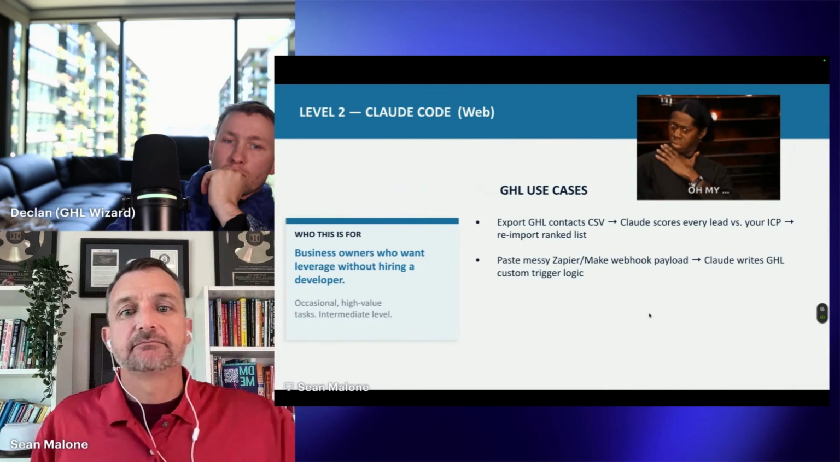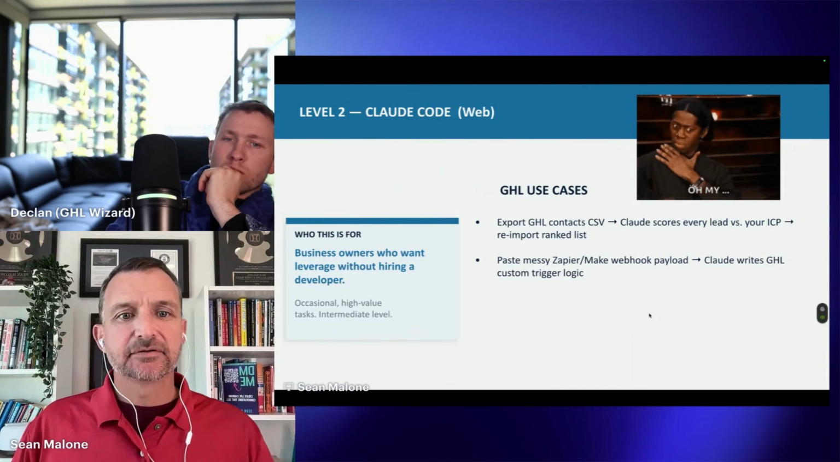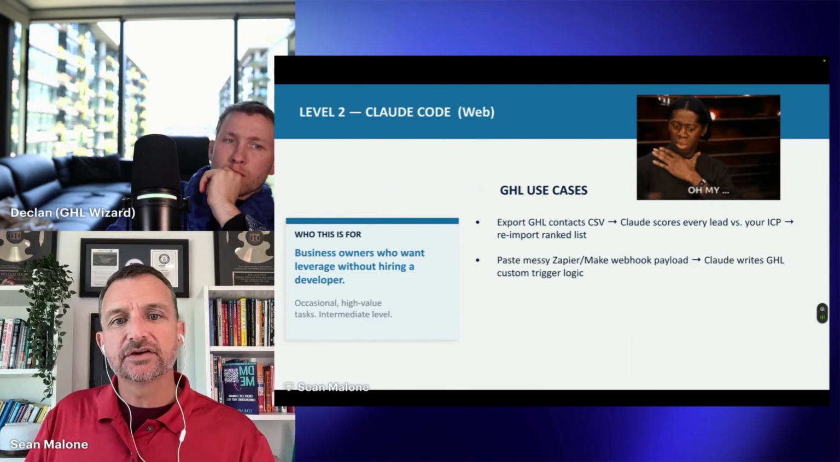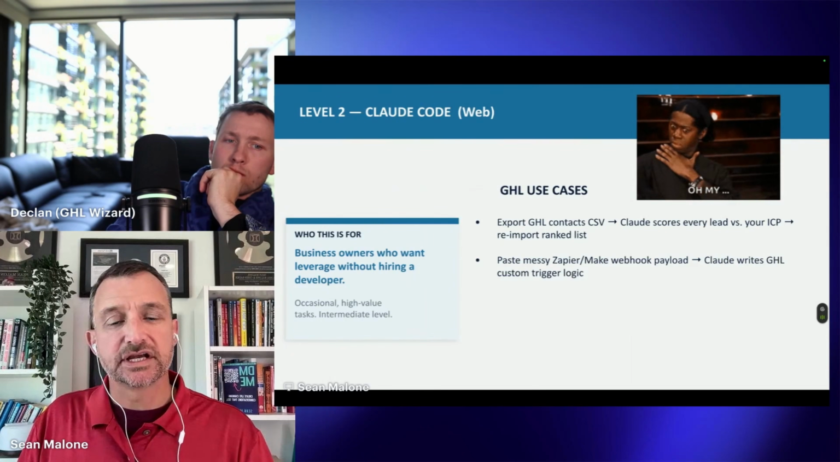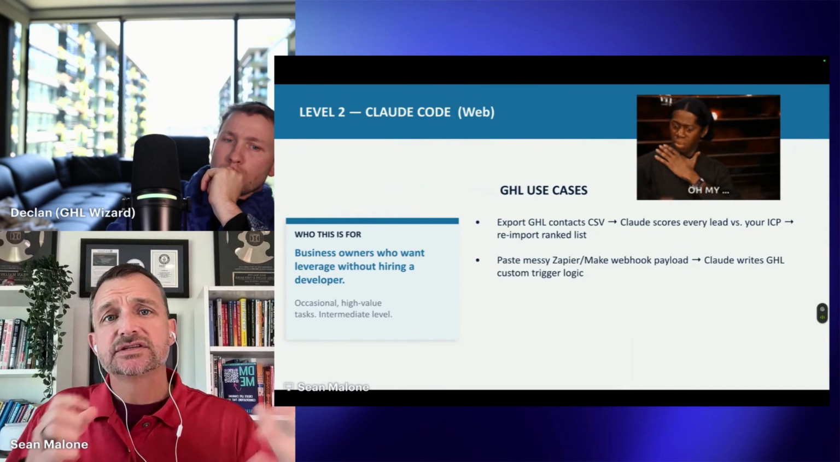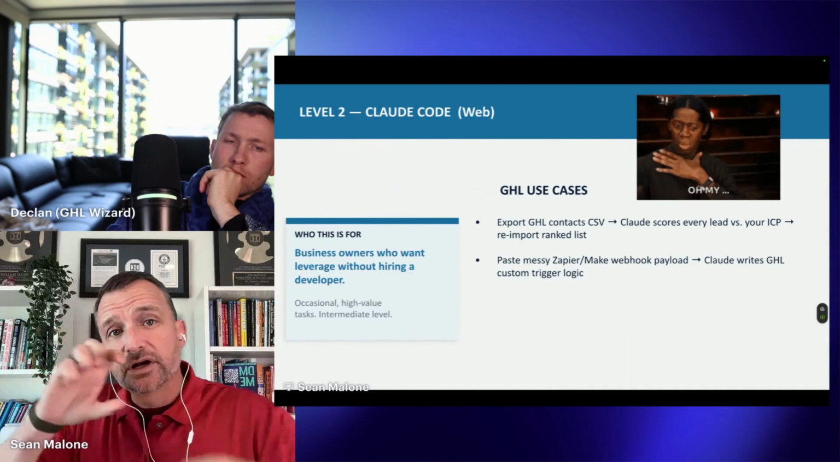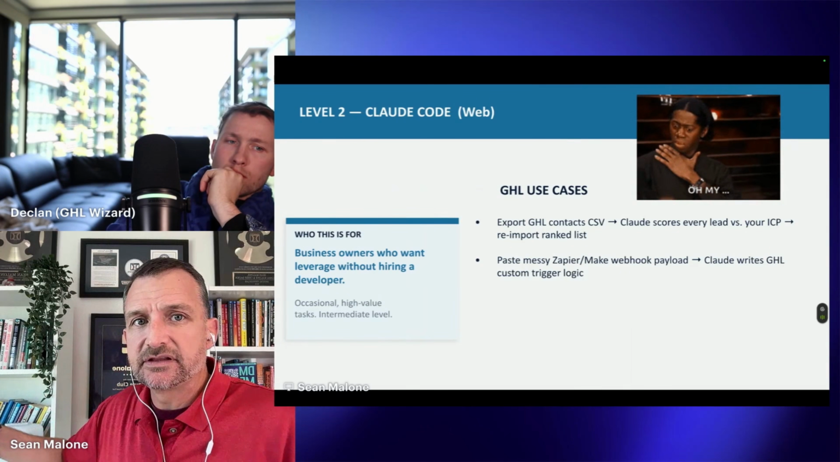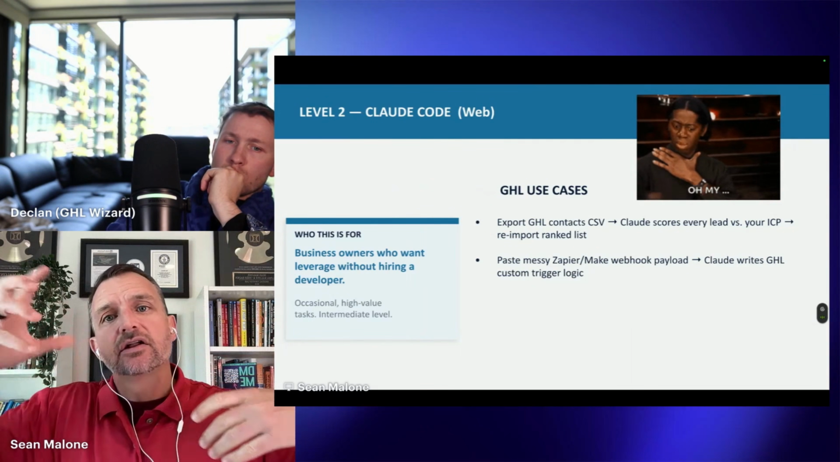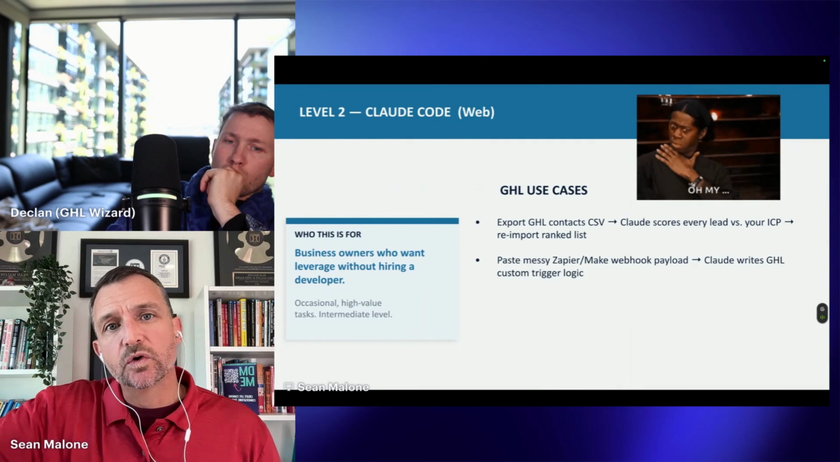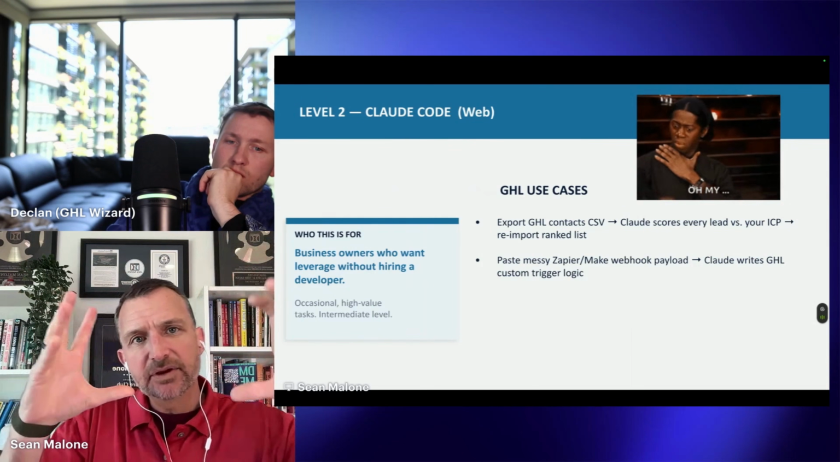Next one is pasting messy Zapier or Make webhook payloads. Claude can write custom trigger logic. So if you're using Zapier to connect things, maybe you get a new lead in GoHighLevel and you want to kick it out onto a spreadsheet or something like that, and there is a break. Claude Code becomes a very great tool to say, hey, my Zapier looks like this.